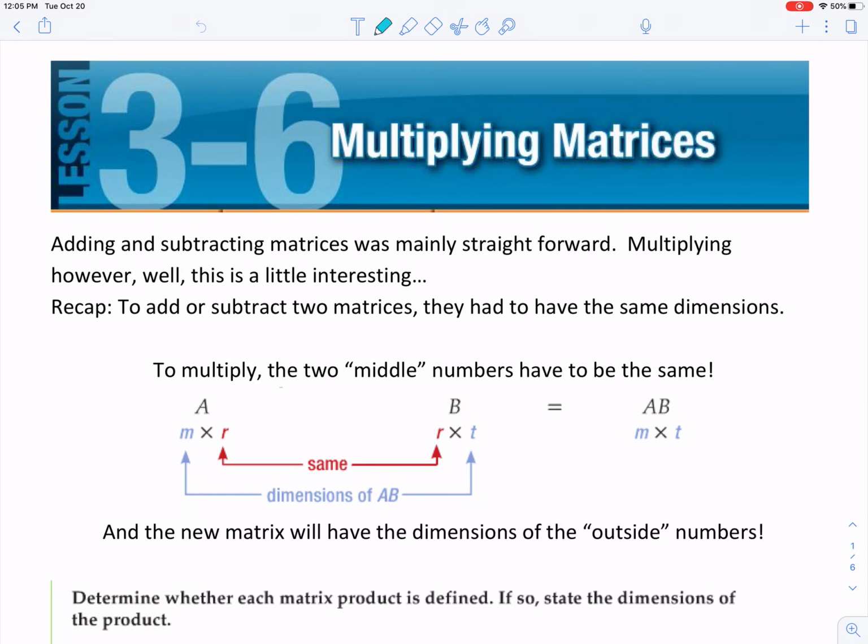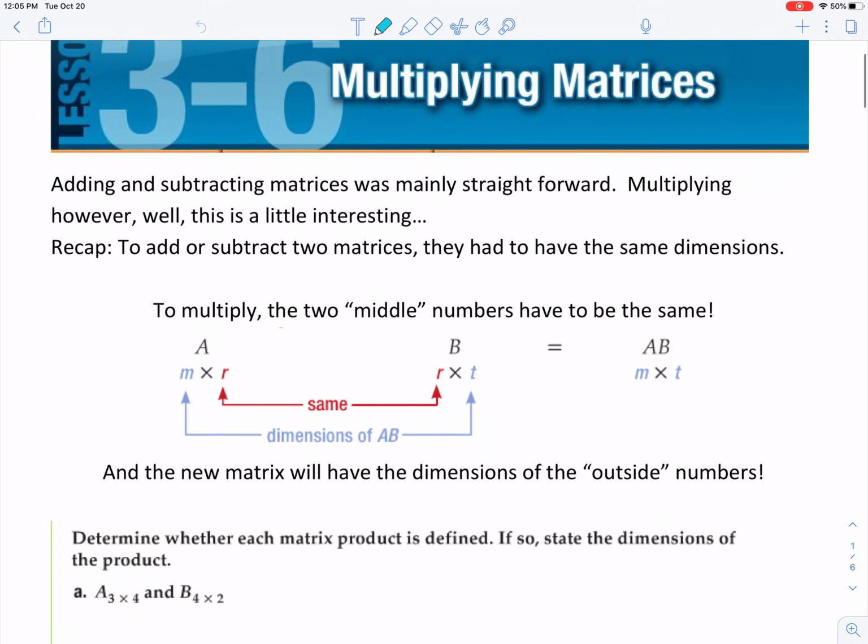So for 3.6, we finally get to multiply two matrices together. Here's the catch with multiplying matrices. When you multiply them, the columns in the first matrix have to be the same number as the rows in the second matrix. So if I label these rows by columns, the middle two numbers have to be the same.